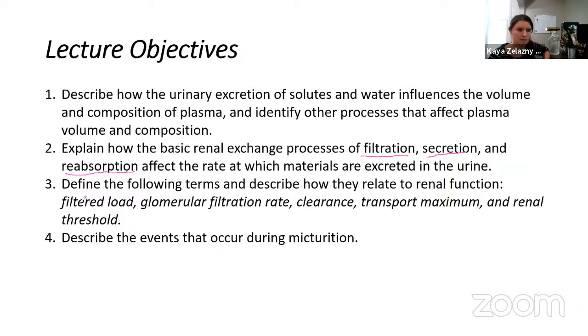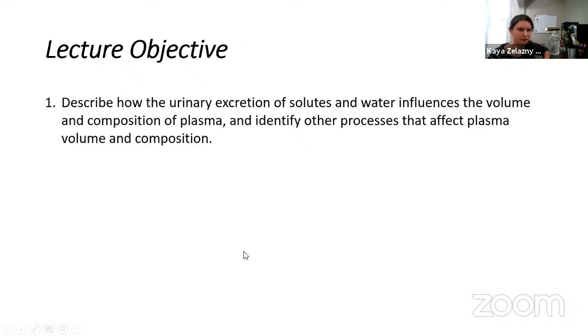We're also going to learn some ways we can measure renal function. So we'll be looking at things like filtered load, glomerular filtration rate, clearance, transport maximums, and renal thresholds. All right, so we're going to have some numbers, everybody's favorite. We actually just talked a little bit about micturition, so that's on this list just as a reminder that you should take a look at that as you're studying. So now we're going to be talking about solutes and water and plasma, because the contents of the plasma are really going to be important for what solute and water gets into the nephron, so what gets reabsorbed.